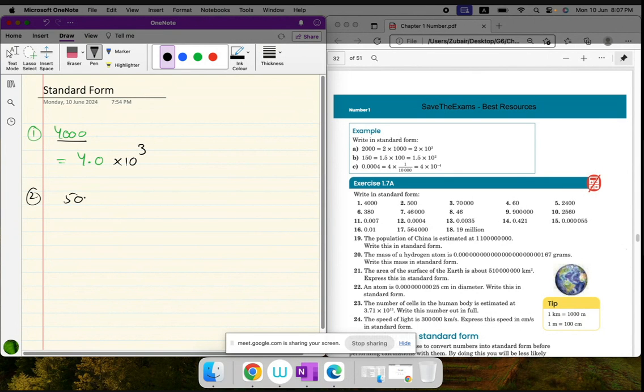Second is 500. So if I write it 5.0, first non-zero digit, and then a decimal, I've reduced it by 100. So I'll multiply it with 100 to make it equal.